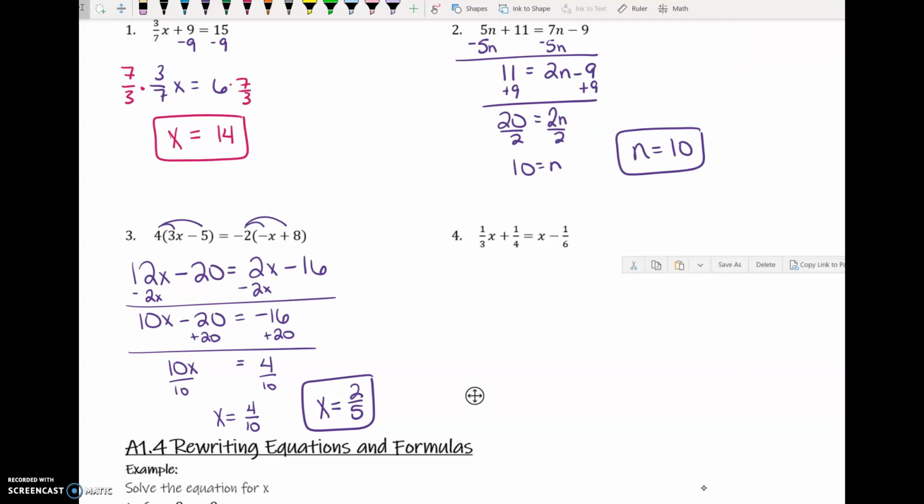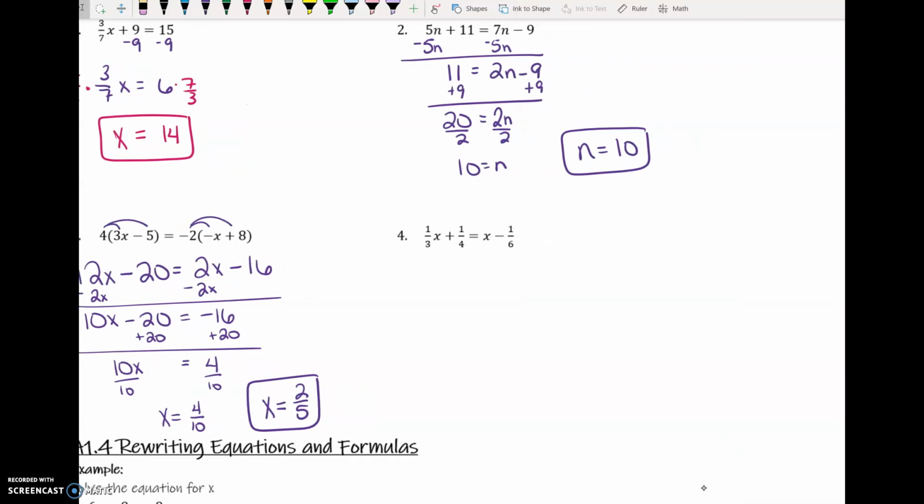In number 4, we need to get rid of the fractions. We could do this problem without getting rid of the fractions, but it'd be a lot more difficult. I want you to think about these denominators, 3, 4, and 6. What number? We want the least common multiple. So we want the smallest number that is a multiple of all of them. That would be 12. I'm going to multiply everything in this equation by 12.